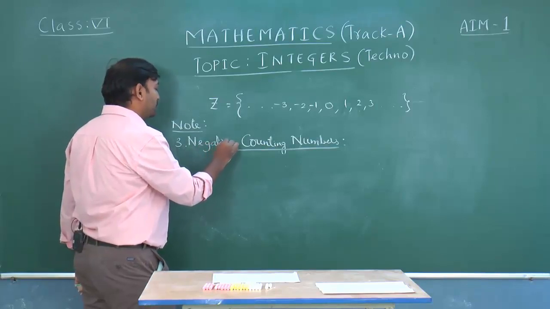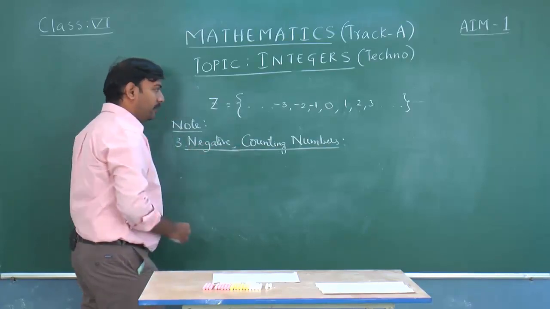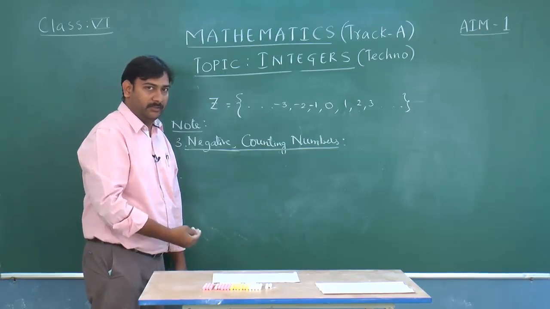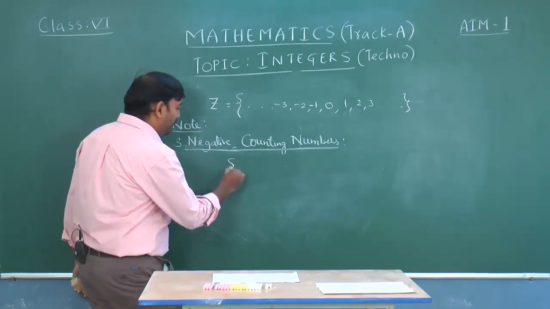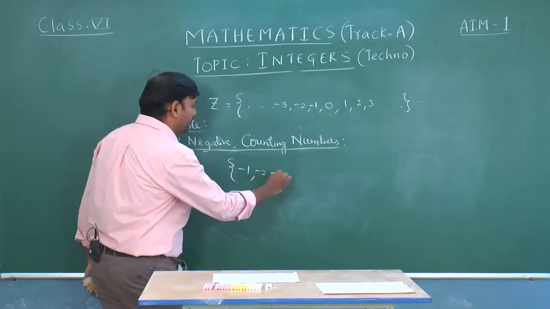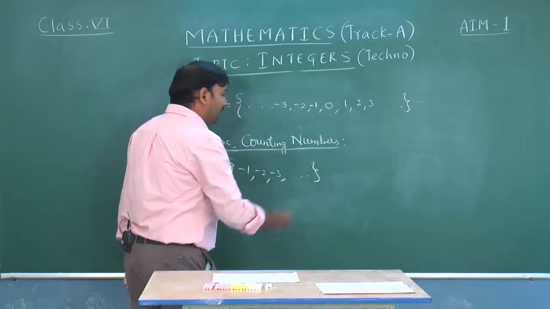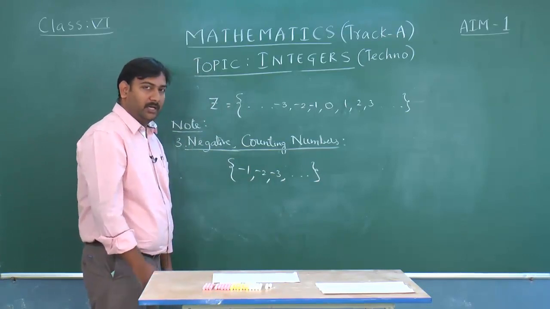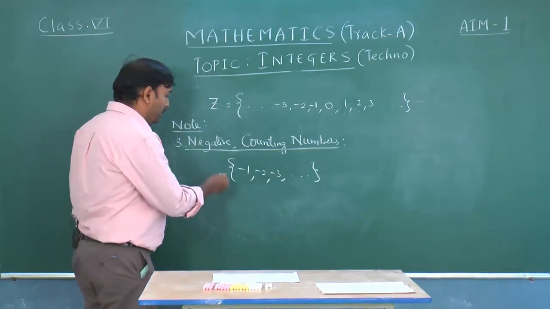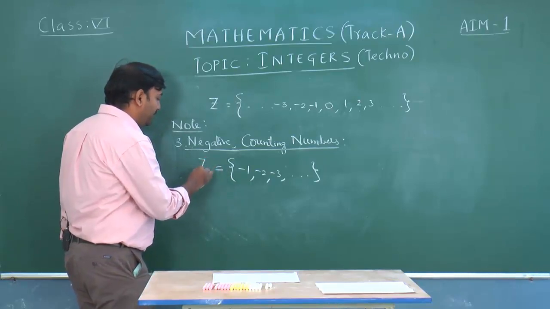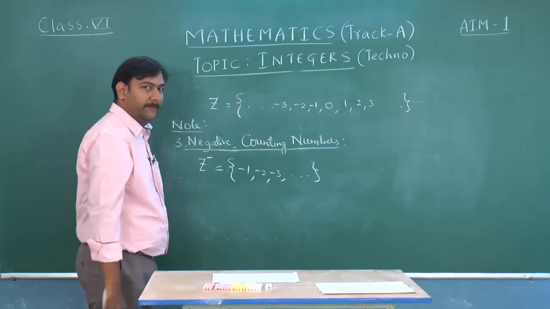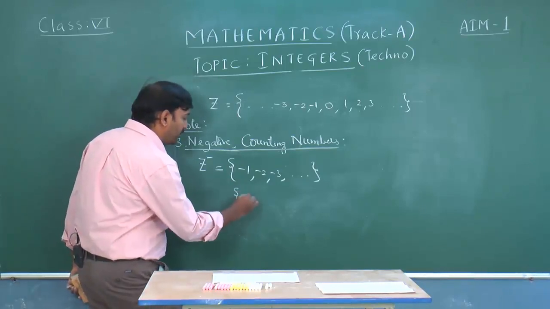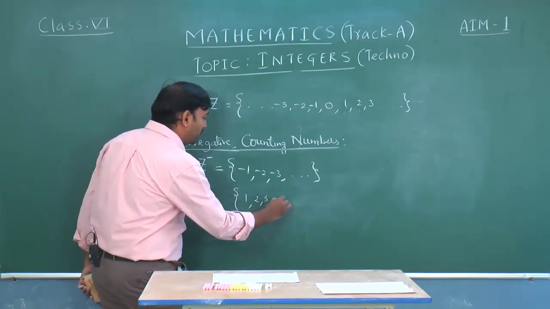Negative counting numbers. As we have earlier seen, there are situations where we also use negative numbers for counting things. So the negative counting numbers are -1, -2, -3, and so on. These are the negative counting numbers. They are called negative integers, and the set of negative integers is indicated by the letter Z minus.